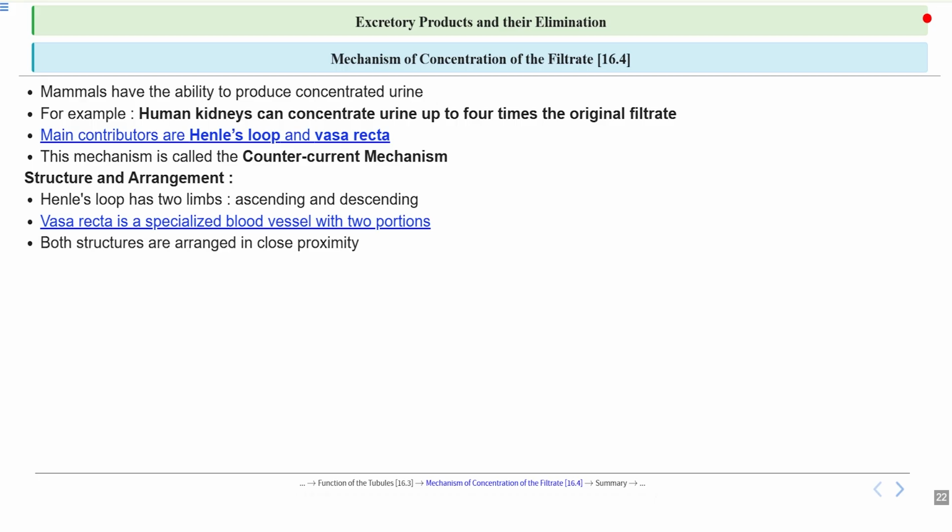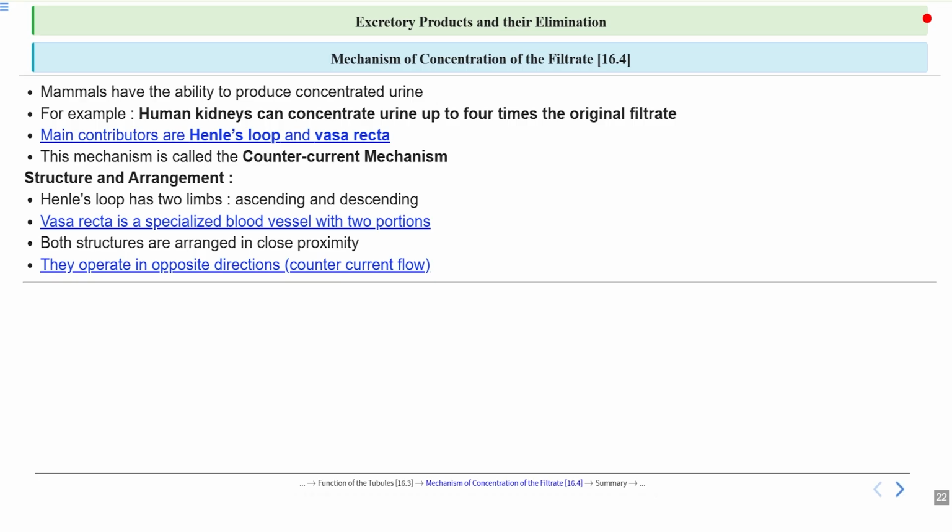Both Henle's loop and vasa recta are arranged very closely to each other, and this close arrangement allows for efficient exchange of substances, similar to how two neighboring houses might share a fence for convenience. They operate in opposite directions, a concept known as counter current flow. This is very important. This step is key for maximizing the concentration of urine, just like two conveyor belts moving in opposite directions can transfer items more efficiently.